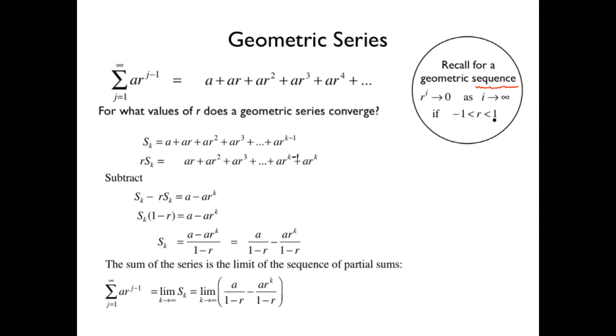Between -1 and 1, right? So we're just going to apply what we know about geometric sequences right there. That will go to 0 if R is in our range here, -1 to 1. Leaving what? Leaving A over 1 minus R. Now that's only true if R is between -1 and 1. So, for what values of R does the geometric series converge?